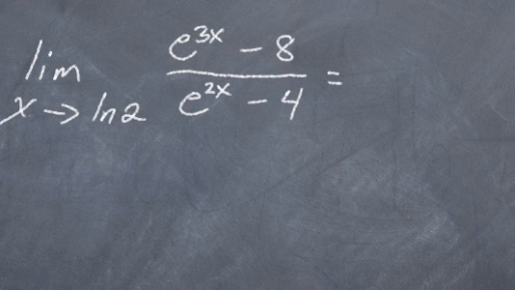We are working limits and solving them analytically. We have one here that involves some exponential function. Okay, so first thing we're going to do is the direct substitution, plugging the natural log of 2 directly in and seeing what we end up with.